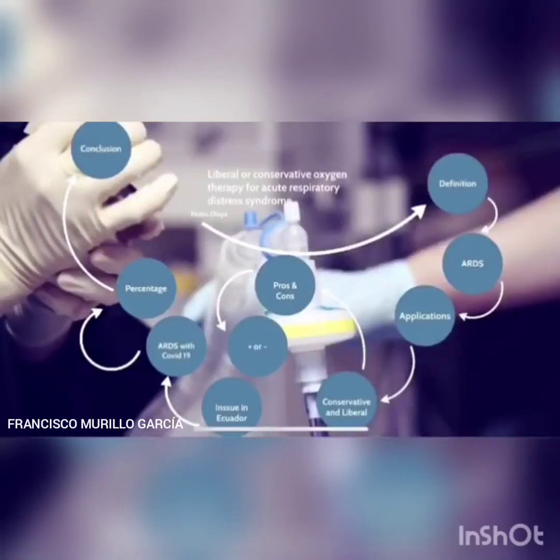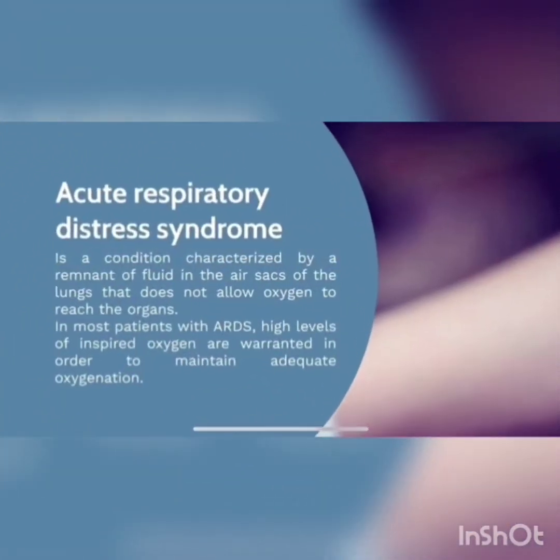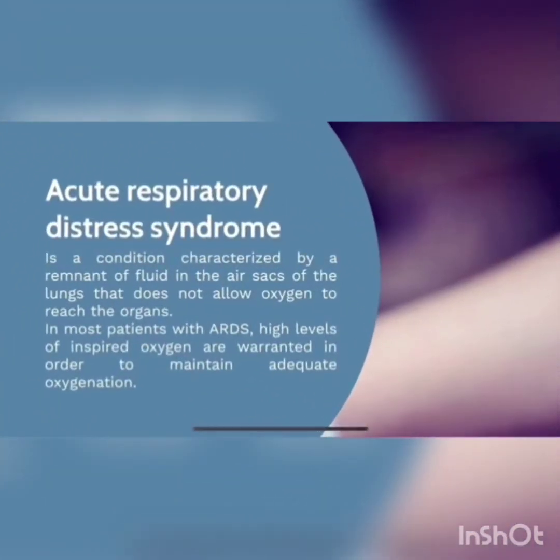My topic is liberal and conservative oxygen therapy for acute respiratory distress syndrome. Definition: acute respiratory distress syndrome is a condition characterized by a remain of fluid in the air sac of the lung that does not allow oxygen to reach the organs. In most patients with ARDS, high levels of inspired oxygen are warranted in order to achieve adequate oxygenation.